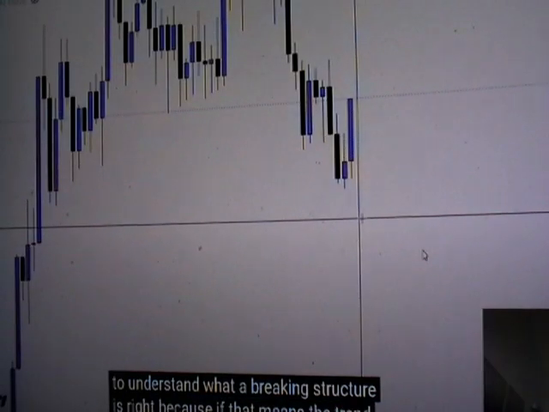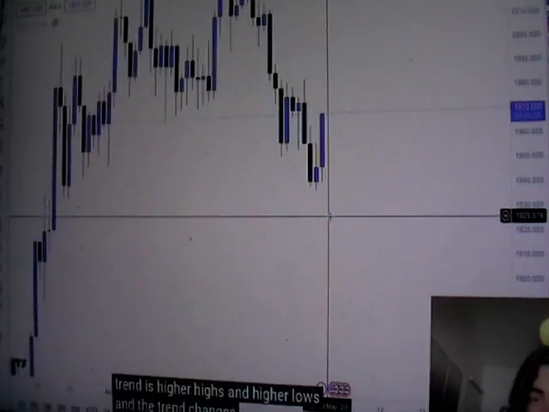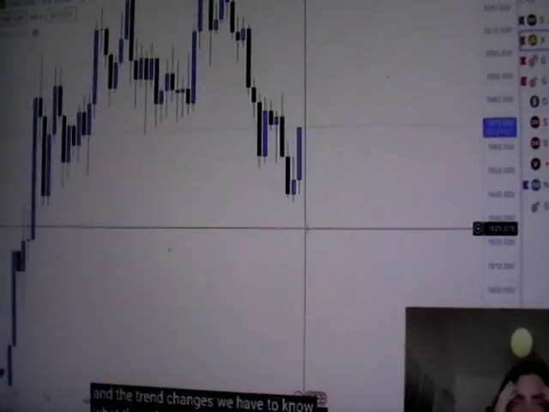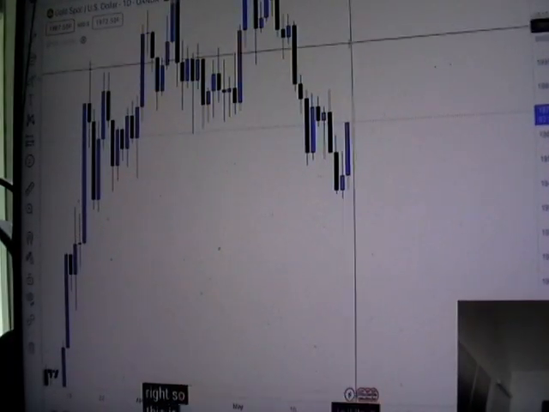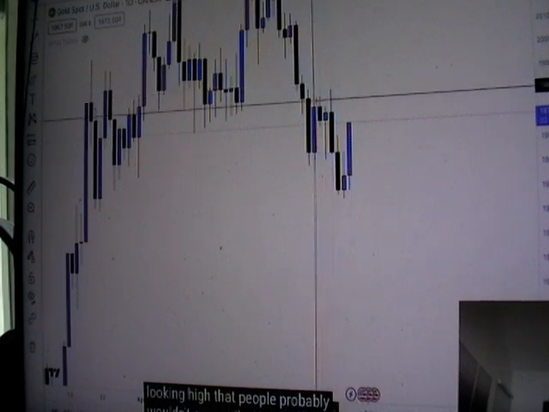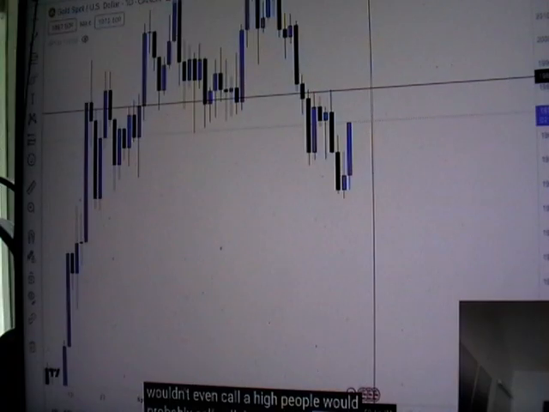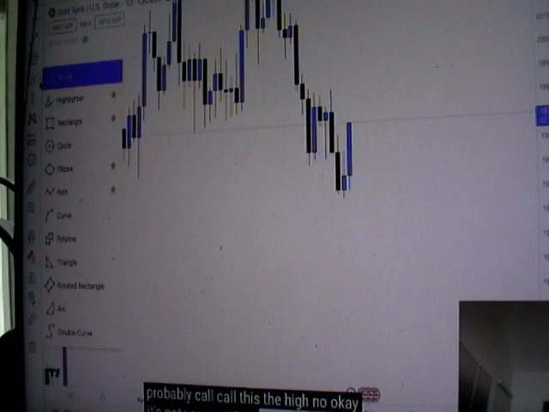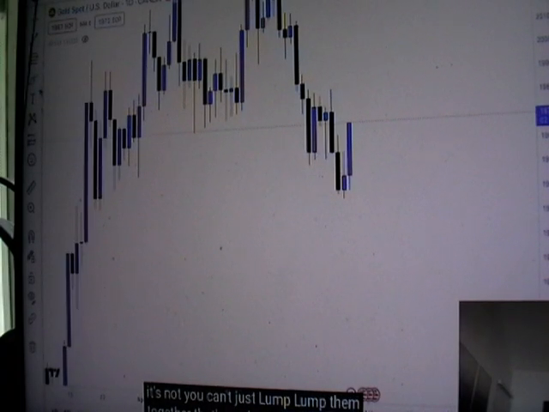Because if a trend is higher highs and higher lows, and the trend changes, we have to know what those highs and lows even look like. Right? So, this is a perfect example of an odd-looking high that people probably wouldn't even call a high. People would probably call this the high. No, you can't just lump them together. That's not how this works.